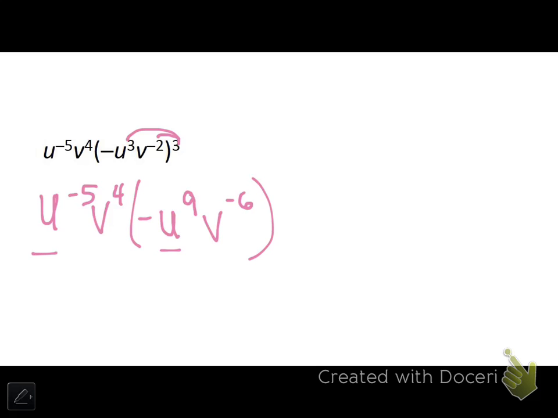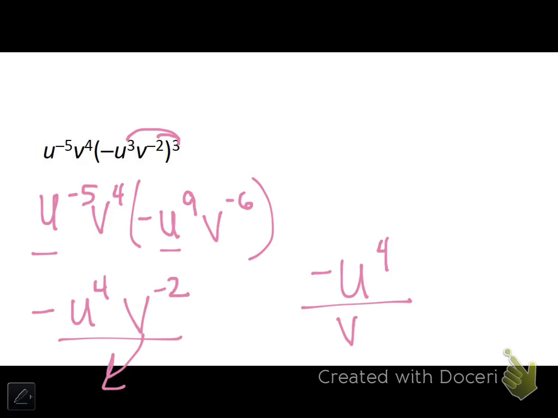Okay, now I can combine my u's. So I'm going to get negative, we're multiplying things with the same base, so we add their exponents, so negative 5 plus 9 is going to be 4, and negative 4 plus negative, or positive 4 plus negative 6 should give me negative 2. I have to drop my v. So there's my answer. And we can't forget about the negative that's sitting in here right here.